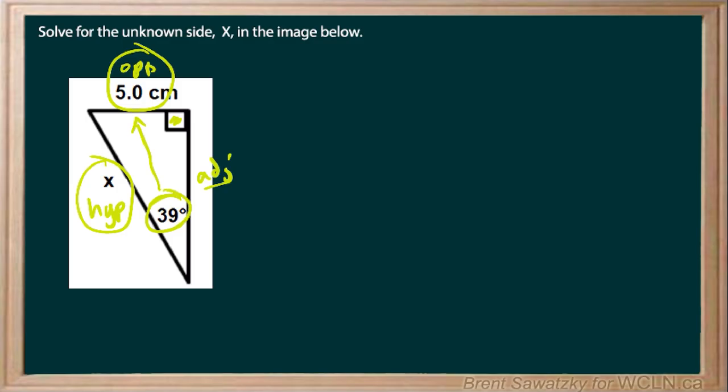So which ratio involves opposite and hypotenuse? You could write it out as SOHCAHTOA, if that's helpful to you, but you should be able to determine that sine is the ratio that we're looking for. Sine of 39, and sine is opposite over hypotenuse. The opposite is 5. The hypotenuse is x.